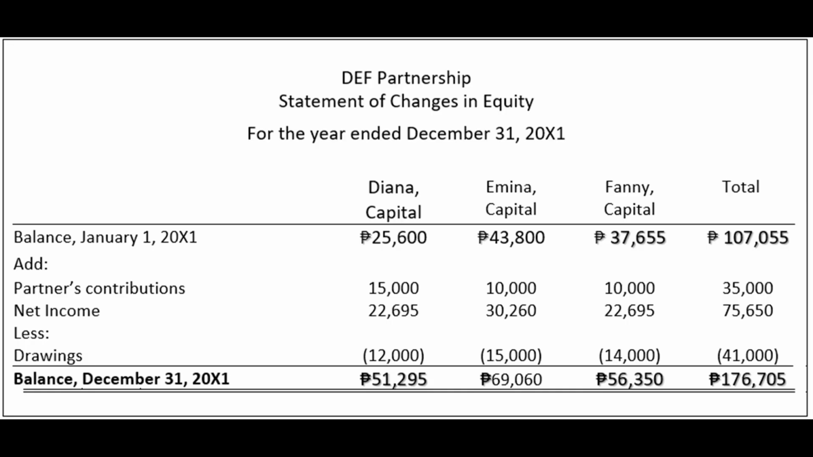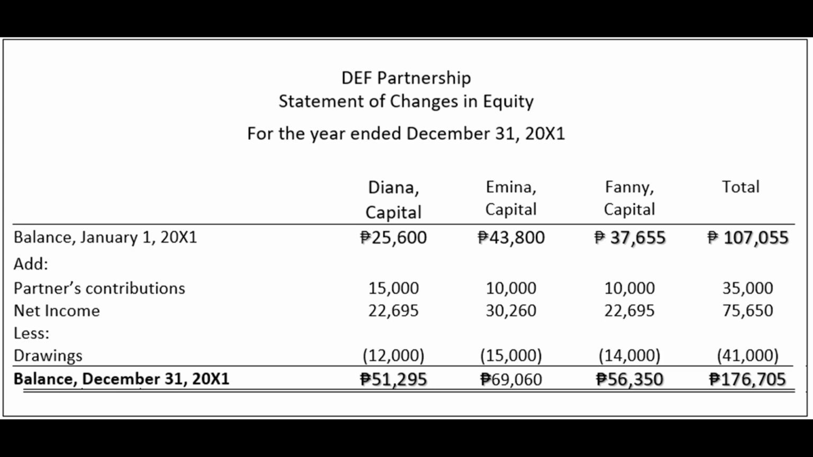The computation for the Statement of Changes in Equity of DEF Partnership. Diana capital 25,600, Emina capital 43,800, Fanny capital 37,655, plus their contributions: for Diana 15,000, for Emina 10,000, for Fanny 10,000, plus their net income: for Diana 22,695, 30,260 for Emina, and 22,695 for Fanny, minus their drawings, 12,000 for Diana, 15,000 for Emina, and 14,000 for Fanny.